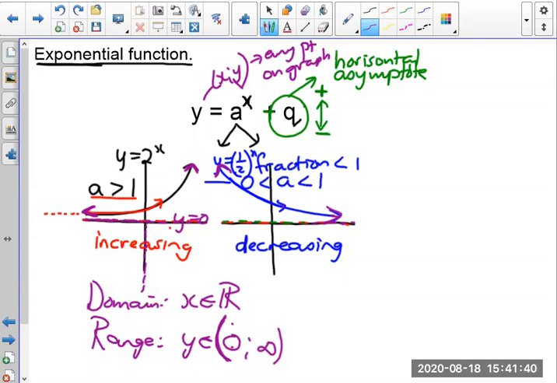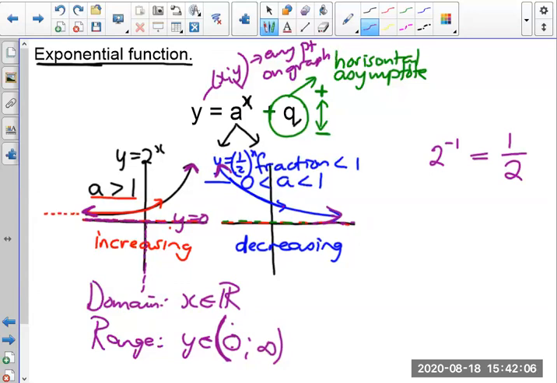Now, I want to explain something else. You must remember that 2 to the minus 1. What is 2 to the minus 1? 2 to the minus 1 is also equal to a half. Can you remember from exponential laws? Grade 8 and 9 and 10 exponential laws. 2 to the minus 1 is the same as half.